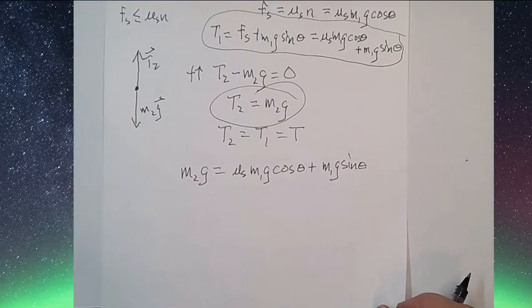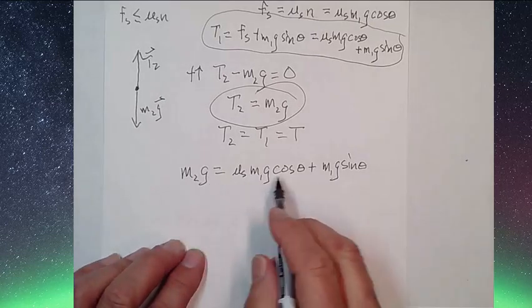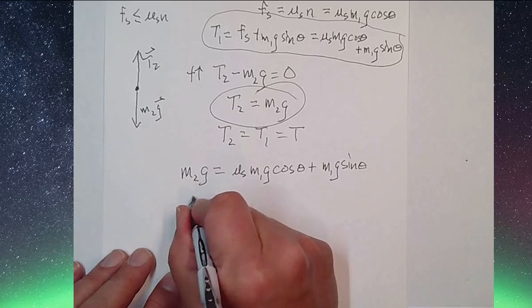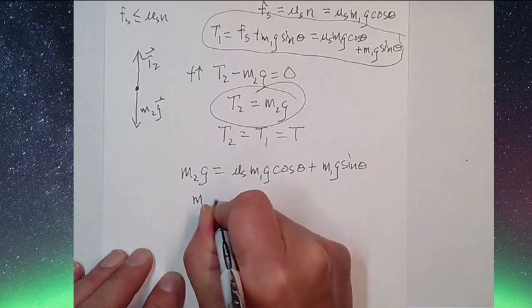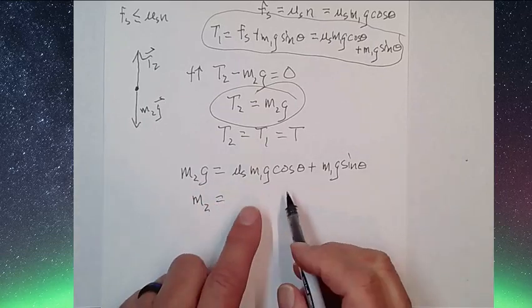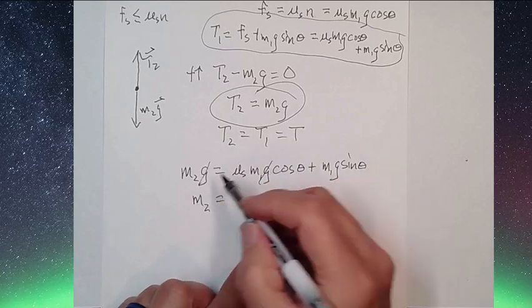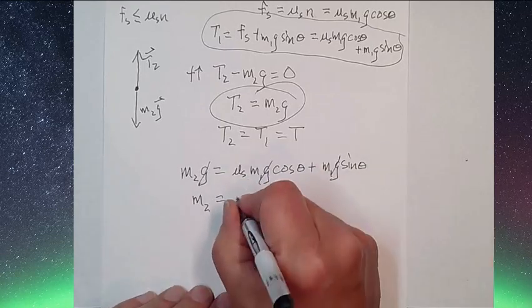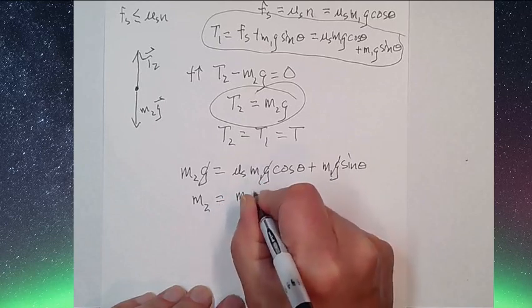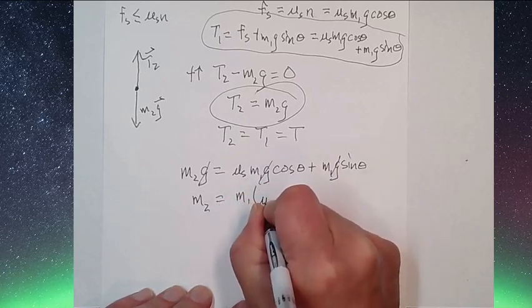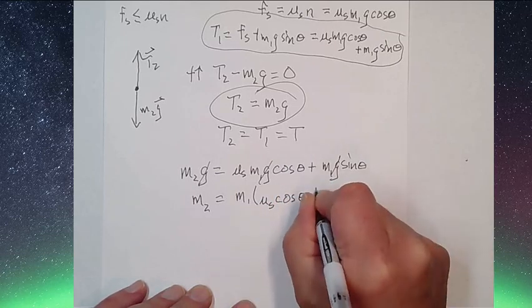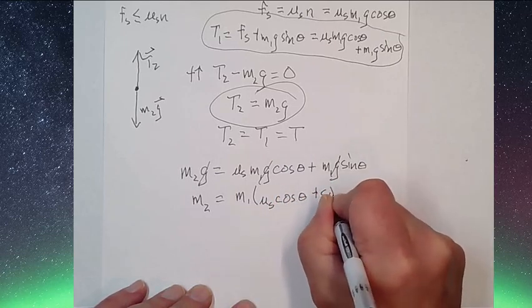Okay, what else have I got? Well, there's a g in every term, so I can knock those out, and I'll have the m2 that I need. And if I cross out the g's here, I've got m1 in both of these. So it's going to equal m1 times mu sub s cos theta plus the sine of theta.